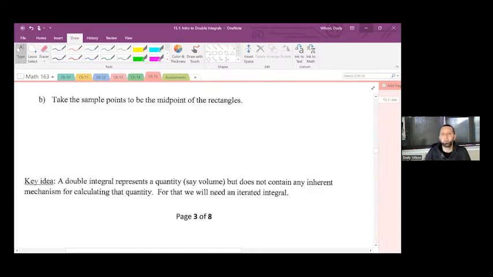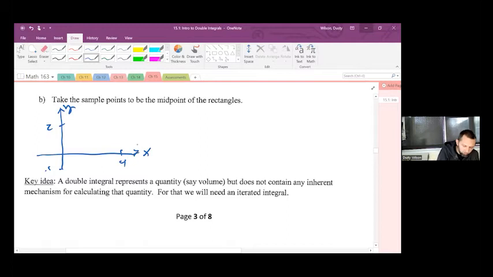of the solid. In part B, we're going to do the same exact question, but now we're going to look at a different set of sample points. So once again, I'm going to start by drawing my rectangular region from 0 to 4 and from minus 1 to 2. But now my sample points are in the middle.